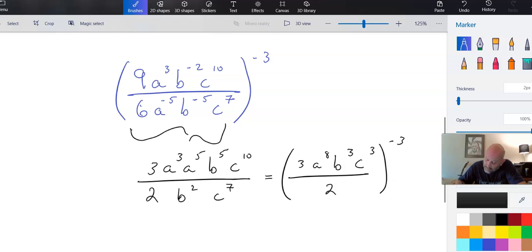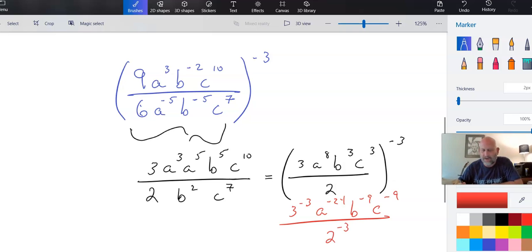So this is 3 to the negative 3. So that's the first one. In fact, let me switch colors here just so it stands out a little better. That's the first distribution. And then a to the negative 24th, because 8 times negative 3 is negative 24. So it's a to the negative 24th, b to the negative 9, c to the negative 9, over 2 to the negative third.